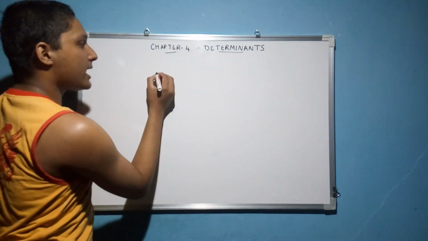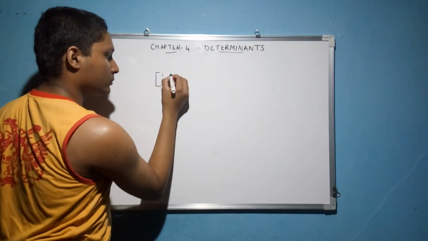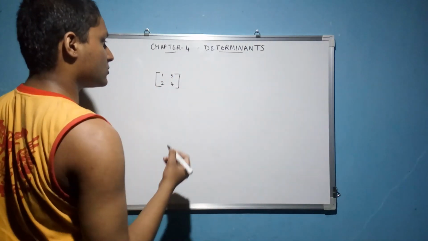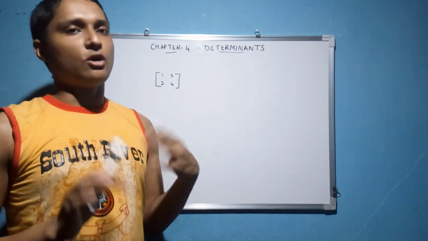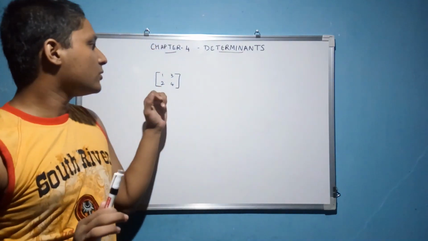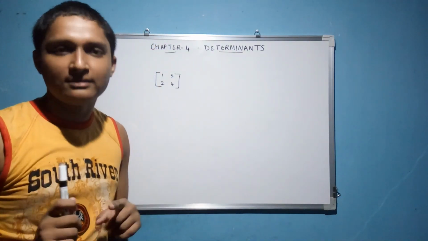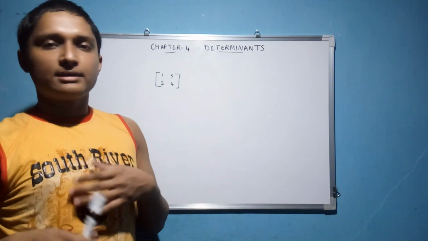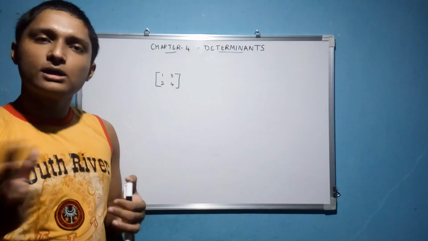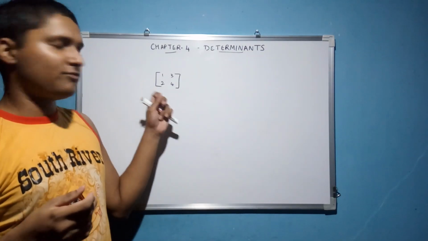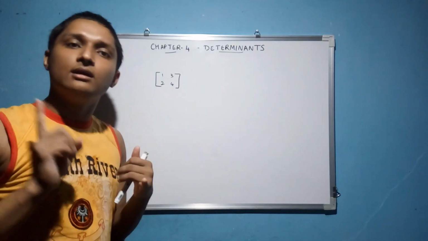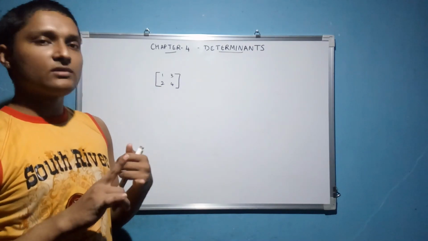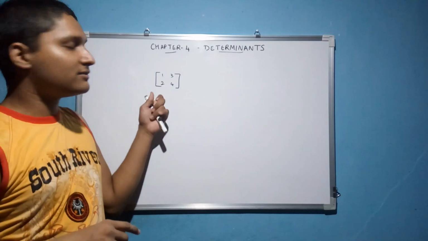So let us have a square matrix: 1, 2, 3, 4. Okay, this is a square matrix. The meaning of a determinant is that for a given square matrix of some order, where the order can be any integer, for a square matrix of any order n, we can associate a real number. You can associate a real number or a complex number, maybe, depending on the entries. So for every square matrix of order n, we can get a number, maybe real or complex, that is called the determinant of this matrix.